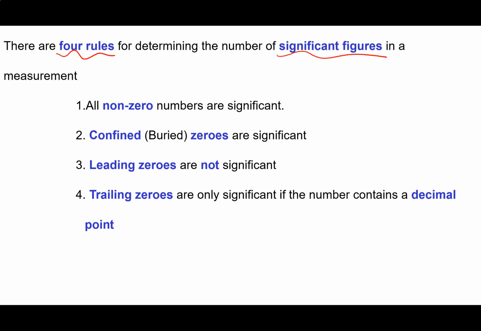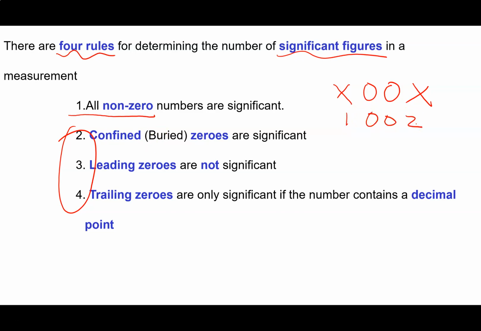And then the first rule is kind of obvious. So our first rule is that any number that's not a zero in our measurement is significant. And then we recognize that there are 3 different types of zeros that might be in a number. There are zeros that could be appearing in between non-zero numbers, and we call those confined zeros or buried zeros, and they are always significant.